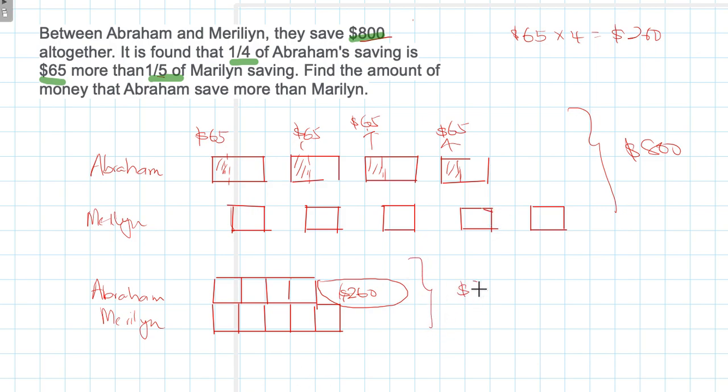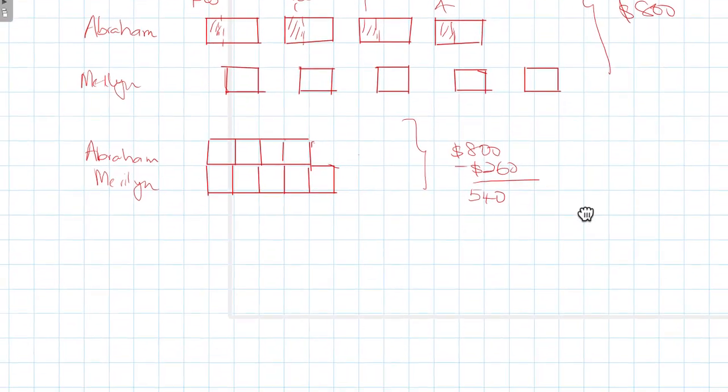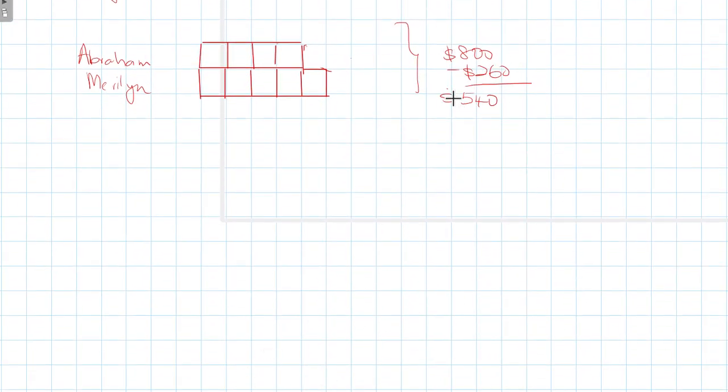And then I know that it's $800. Correct? So I can take $800 and minus away this $260. I will have a value of $540. Okay, so I know how many boxes are there equals to 540. I have 4 boxes here and 5 boxes here. So in total, 9 boxes, right, will be equals to 540. So one box is actually 540 divided by 9, which will give you 60.